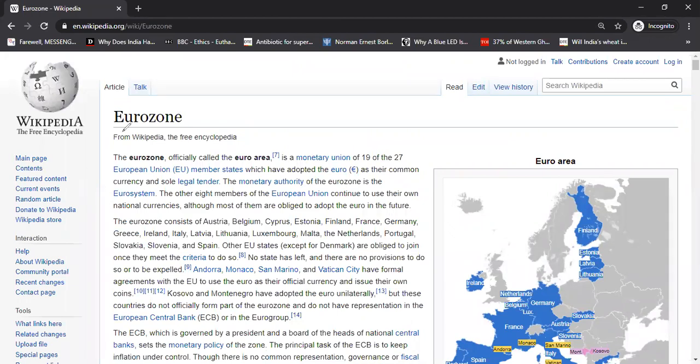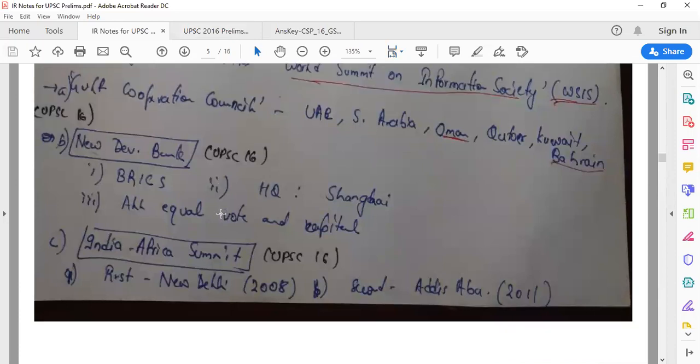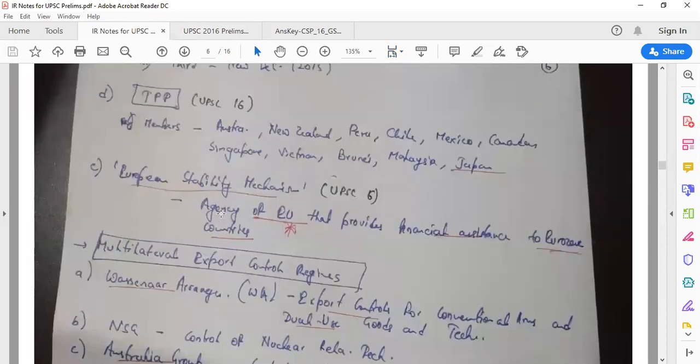We should be Googling and we should be knowing about these, because once they have asked European Stability Mechanism, there is a probability that next time they will ask you Eurozone. Who knows, man, what goes inside UPSC's mind, right? So this is done, European Stability Mechanism. We have done Gulf Cooperation Council, New Development Bank, India-Africa Summit, TPP, and European Stability Mechanism as well.